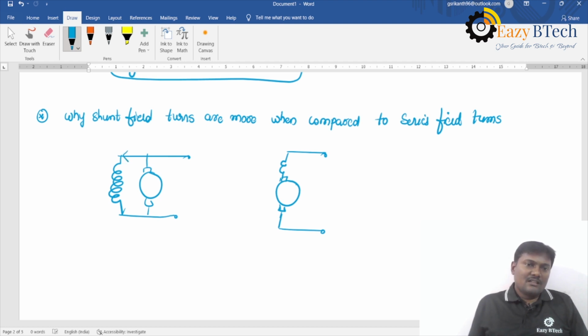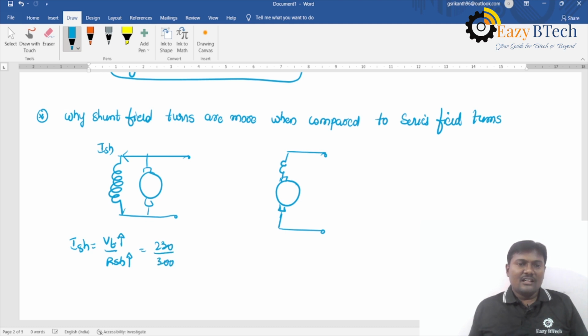Why? Because the shunt current is equal to VT divided by RSH. The RSH value is also high and the V2 value is also high. So approximately 230 to 300, it will vary. If you take 230 volts, 230 ohms, then I have a 1 ampere current. So this is IA and this one is IL.